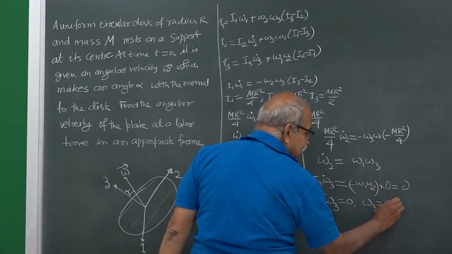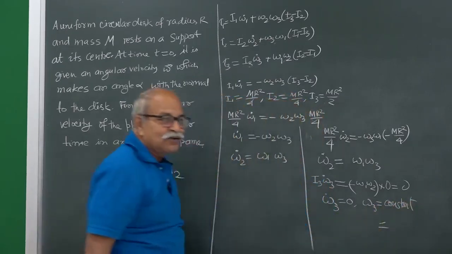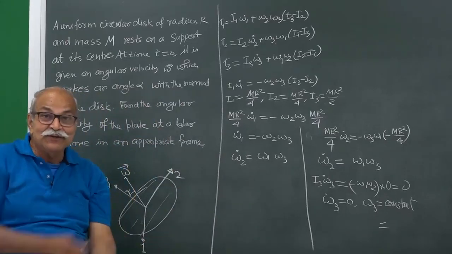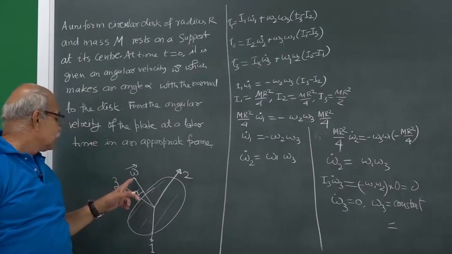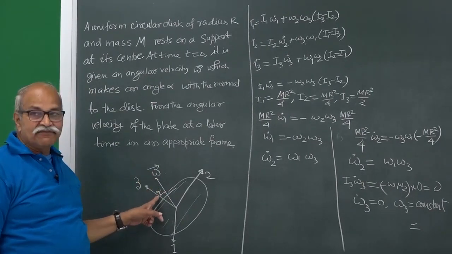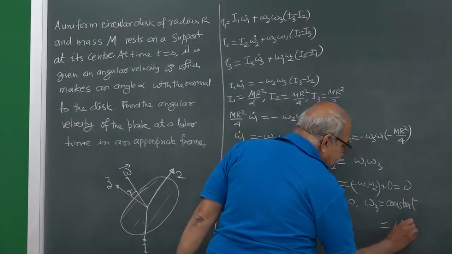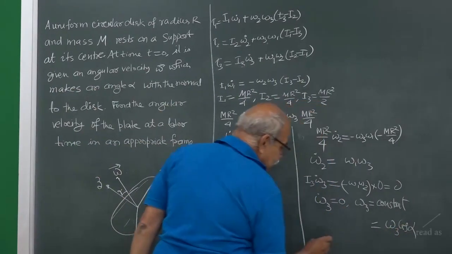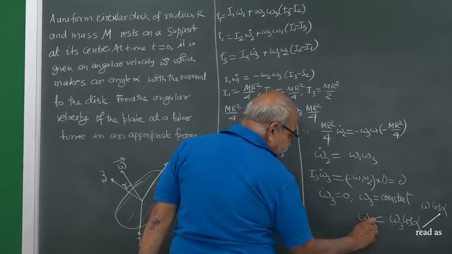And what is that constant? The value does not change with time. At t equal to 0, we know omega 3 is omega cos alpha. So, this constant is omega cos alpha. So, this is it. Omega 3 is fixed, we have gotten omega 3.